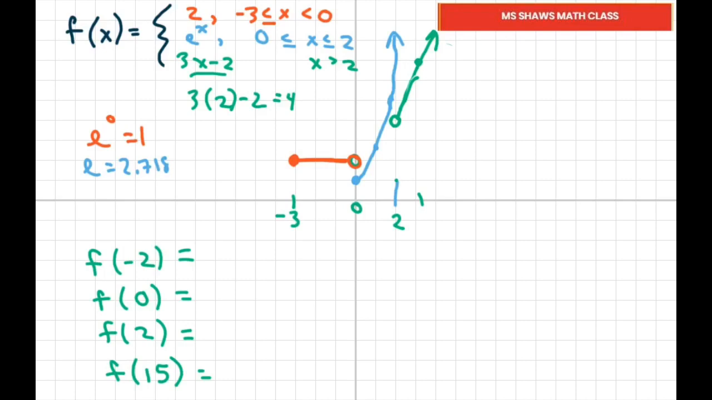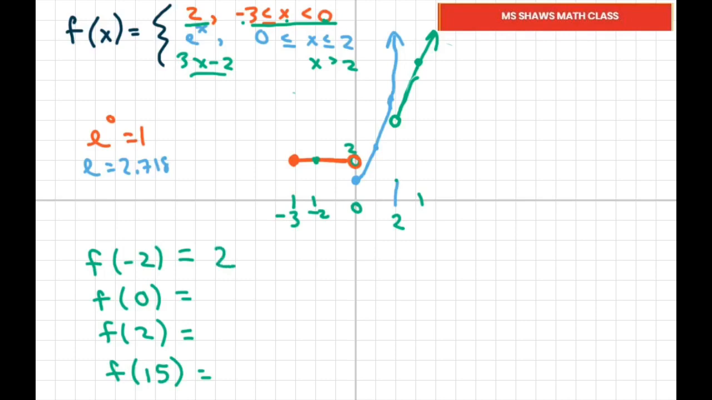Now we just have to evaluate these. So I'm going to erase this. I'm going to try to clean this up. Okay. So at f of -2, -2 is in this domain, because -2 is in between -3 and 0. So in here, any value between -3 and 0 is 2. Because -2 would be right here. You go up to the y, and we're at 2. So this is going to equal 2.